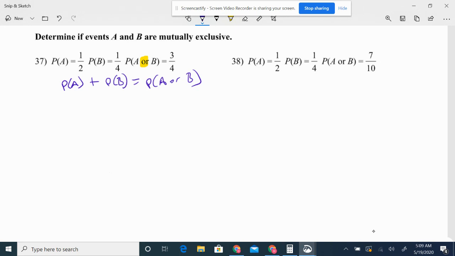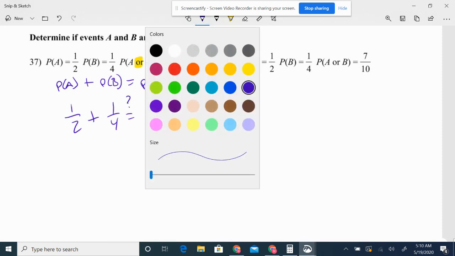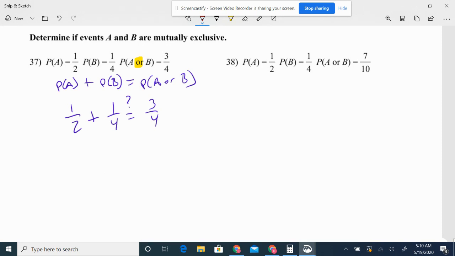So let's see, probability of A, I have 1/2. Probability of B, I have 1/4. And it says is equal to 3/4. Let me even put a question mark. I need common denominators. I need a 4 at the bottom. So my first fraction, I'm going to multiply top and bottom by 2. So that gives me 2/4 plus 1/4. And I'm wondering if this is equal to 3/4. Since the denominators are the same, I'm just looking, is 2 plus 1 equal to 3? If that is true, then these are mutually exclusive.